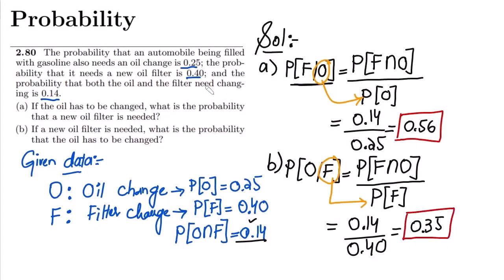So that's it for today, in which we have seen two scenarios which are completely opposite of each other. Here I want to find out the probability of a filter change if oil has been changed, while here I want to find out the probability of an oil change if the filter has already been changed. So I have found out these two values by using the conditional probabilities which are given here.